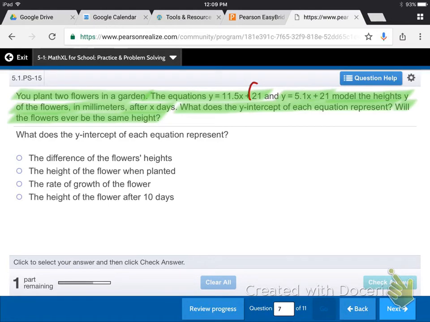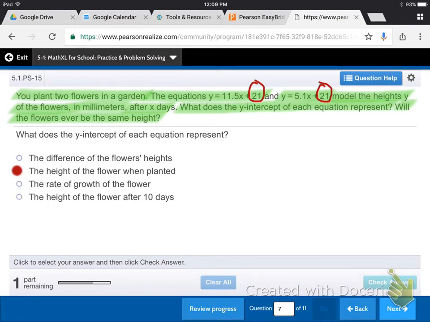So we're looking at this number, positive 21, and that means that is how tall the flowers are when they're planted. So let's look down below and see if we can find a matching answer. The height of the flower when planted, boom, just like that.